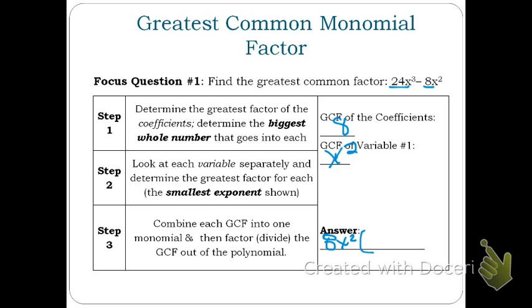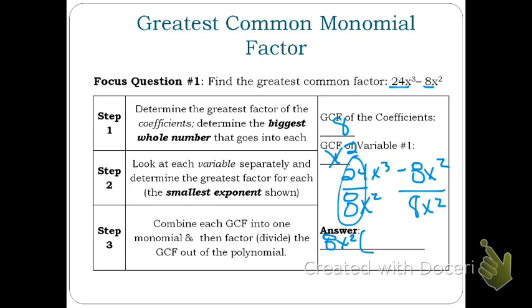Now we need to know what is this polynomial when we divide by the greatest common factor. So 24x to the third minus 8x to the second. Divide each term by the greatest common factor we just figured out, 8x to the second. 24 over 8 reduces to, what, 3?